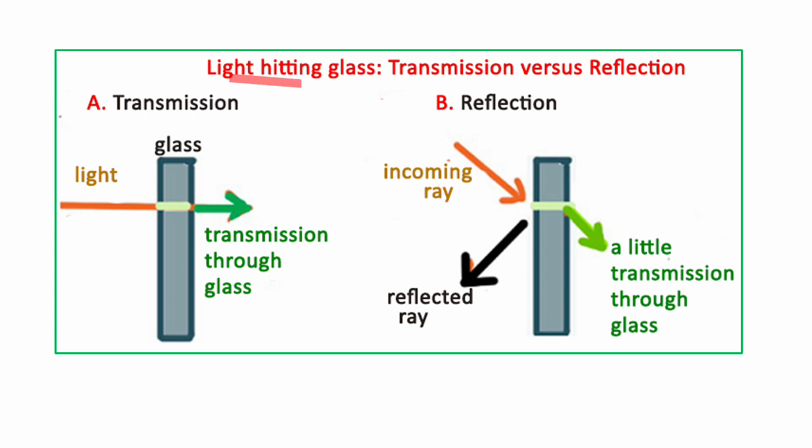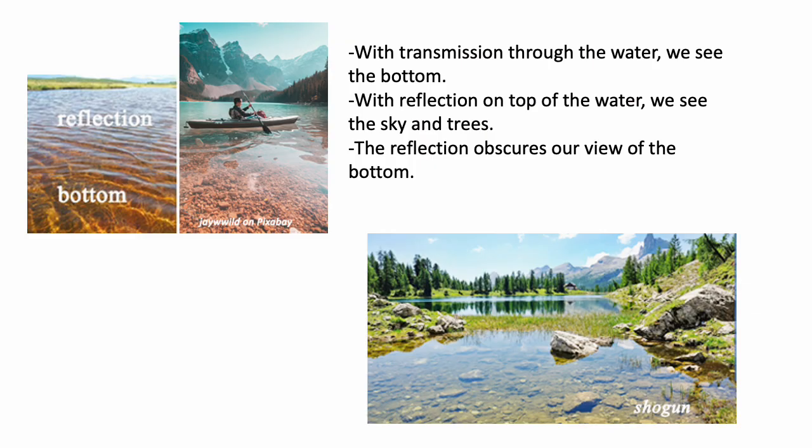Light hitting glass can either be transmitted through the glass or reflected off the glass. If the light is perpendicular to the glass, most of the light is transmitted through. But if the light hits the glass at an angle, more of it is reflected than transmitted. Transmission and reflection affect how we see a lake.